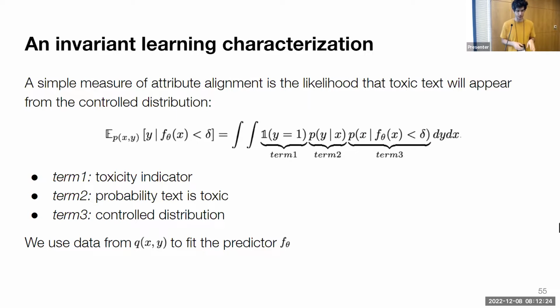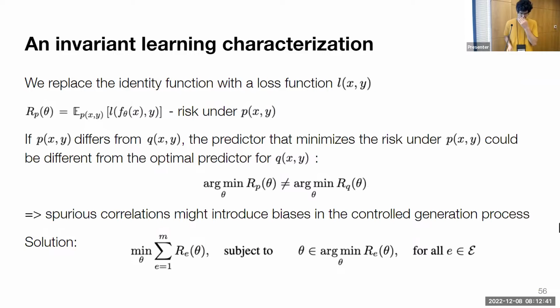Right. So if we decompose this problem, there are three terms that we should be interested in. One is the toxicity, the probability that the text is toxic, and that control distribution of generating text under not generating toxic content. And if we just replace that identity function with our loss, then we can immediately see that if our test distribution is different from our training distribution, the predictor that minimizes our risk under that distribution could be very different from the optimal one, right?